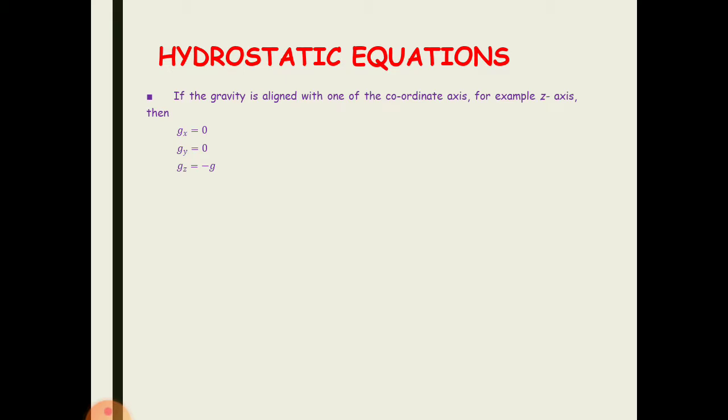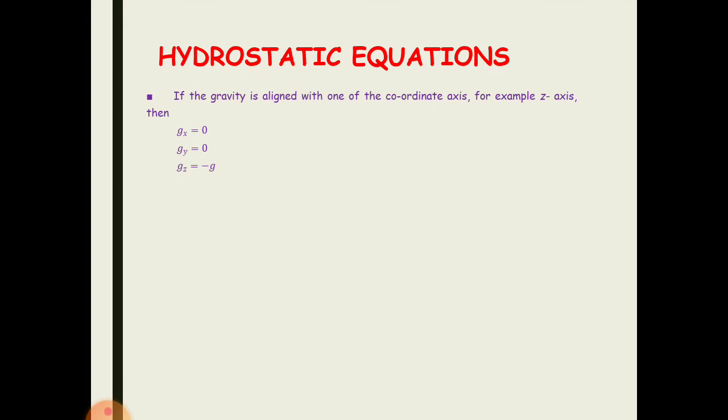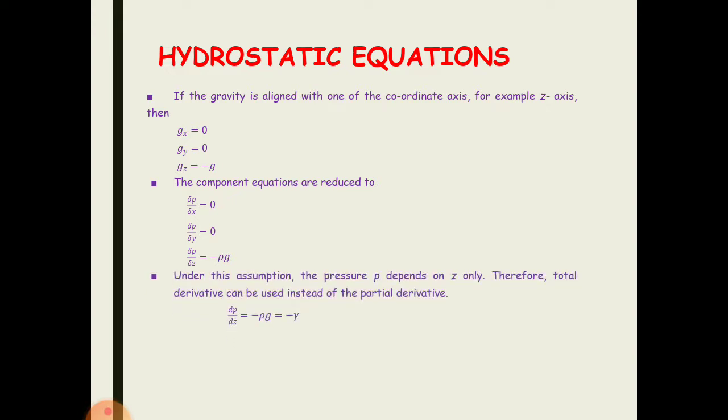When we put the components of gravity for the x, y and z directions, we will get this set of three equations, which tell that pressure does not change in the x and y directions, which means the pressure remains the same at any point in an xy plane, but it varies only in the vertical direction, and the pressure gradient in the vertical direction is equal to the weight density of the fluid at that point.